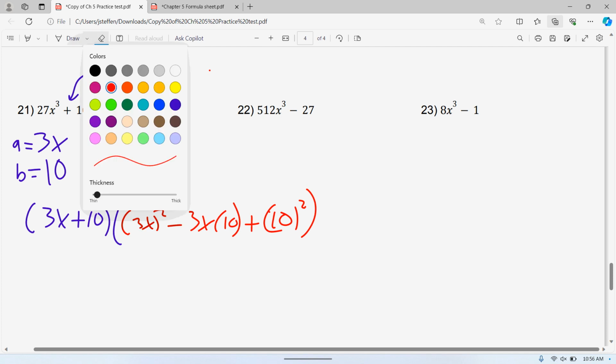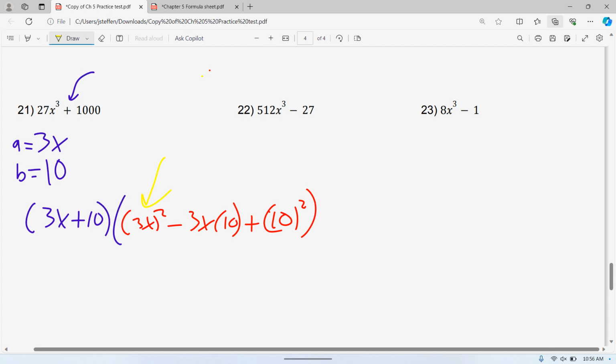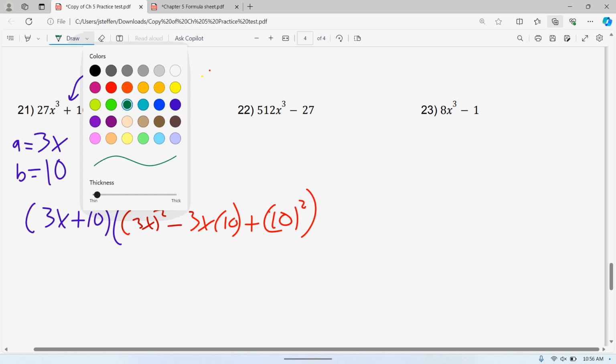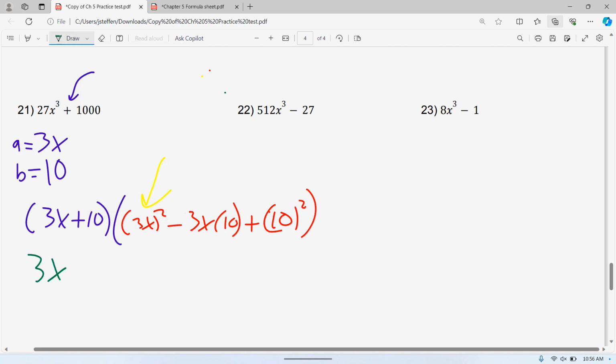I would definitely recommend you use parentheses, quite literally, on this term, 3x plus 10. If it wasn't for that first term, most of you would get it right with parentheses, but it's got to be 9x squared, not 9. 3 times 10 is 30x, and 10 squared is 100. So that's number 21.